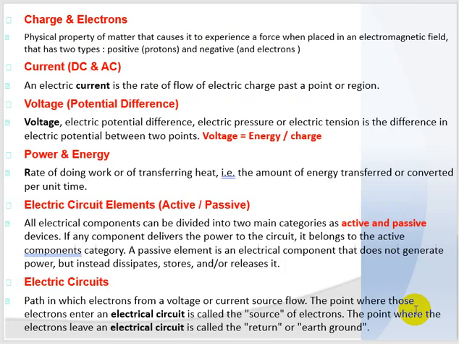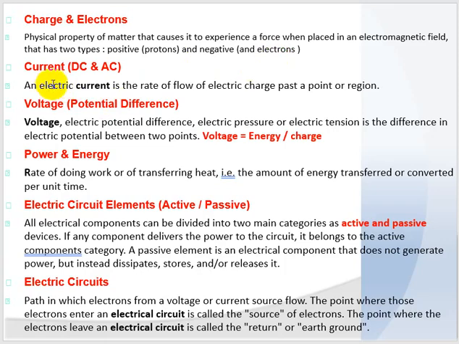Let's start from the basics of electric circuit analysis, which you have studied already in your first semester. The first thing you have gone through is charge and electrons. If we define this, it is a physical property of matter that causes it to experience a force when placed in an electromagnetic field. That has two types. It could be positive, which is due to protons, and it could be negative, which is due to electrons.